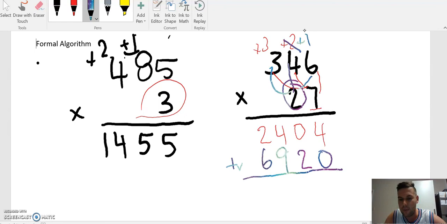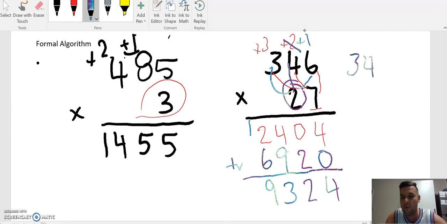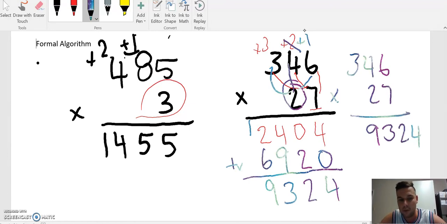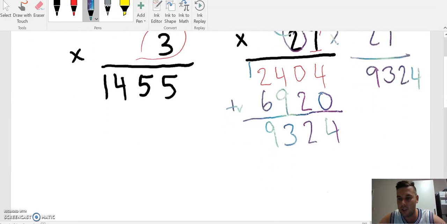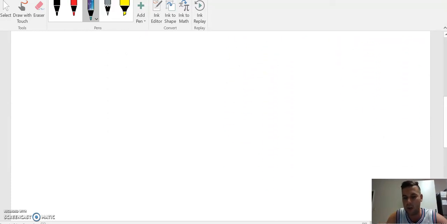Now, because they line up, we go 4 plus 0, 4, 0 plus 2, is still 2. 9 plus 4 is 13. Carry the 1 over here. 6 plus 2 is 8. Plus 1 is 9. So we know 346 multiplied by 27, our final answer is 9,324.